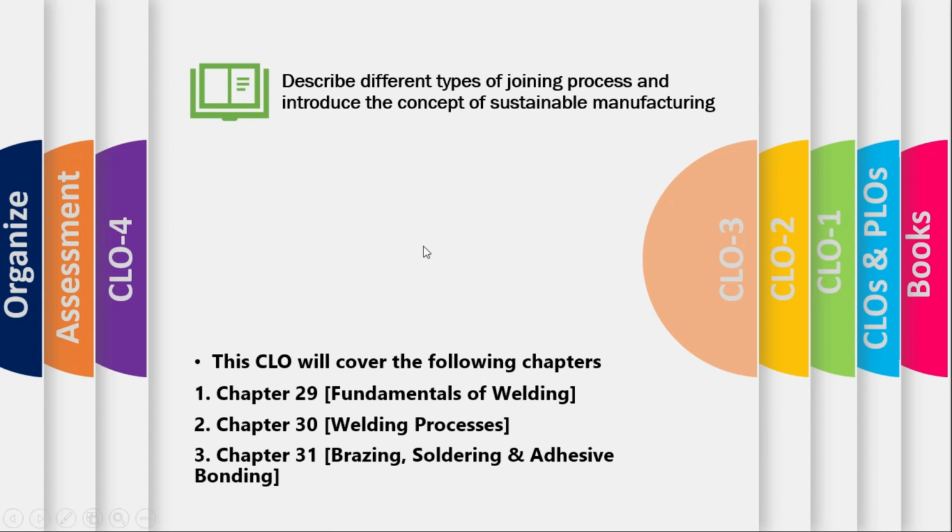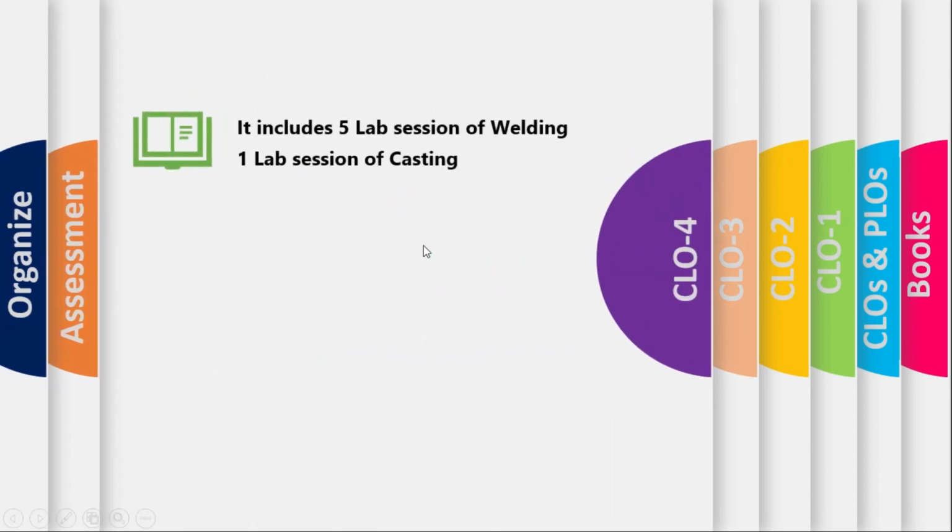Now moving towards CLO 4, it includes 5 lab sessions of welding and 1 lab session of casting. We will perform casting in a group. Inshallah, I will let you know the schedule, how we perform that. As you know, you are not allowed to visit the university, but I will try to get approval for these particular lab sessions. So make sure you don't miss it, because once you miss it, I will not be able to get approval again. Make sure you are available on the dates that we will decide in the future.